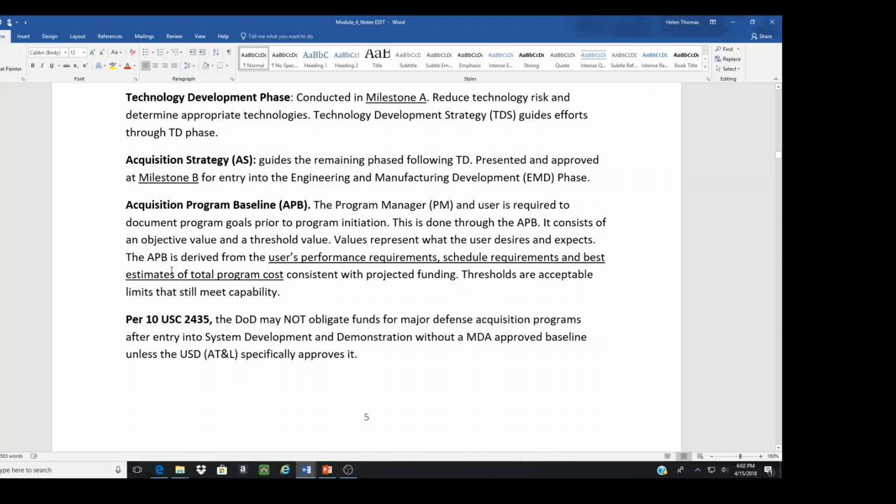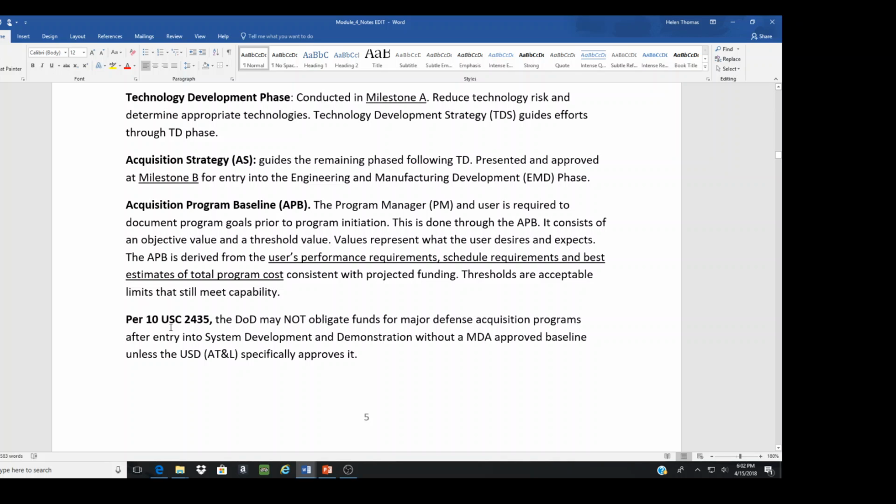The acquisition program baseline is derived from the user's performance requirement. Think of a performance work statement. That's where we write up what needs to get done for that particular capability to be successful. It includes schedule requirements and best estimates of total program costs, consistent with projected funding. Thresholds are acceptable limits that still meet the capability. So whatever threshold is given, that's the level that's still going to meet the capability.